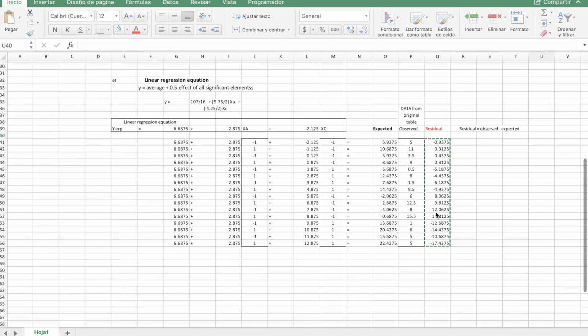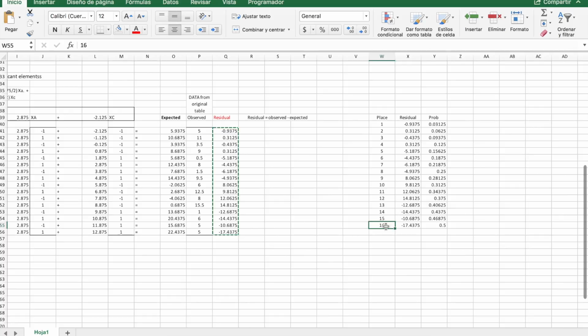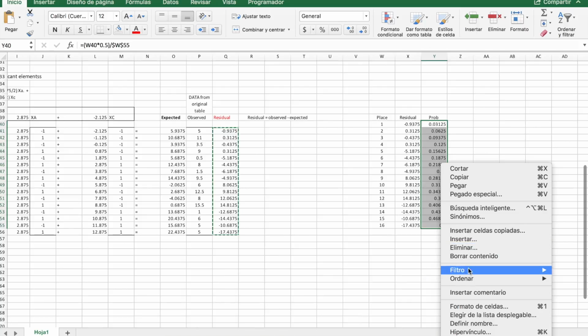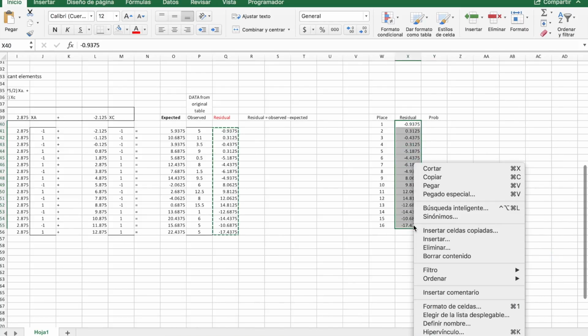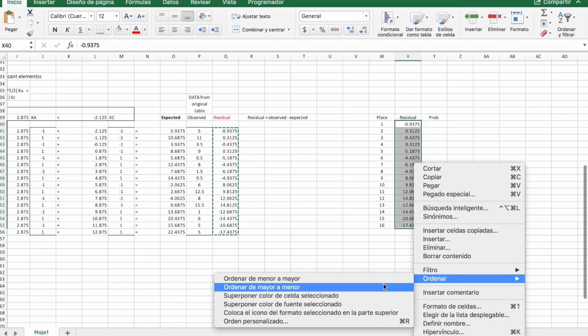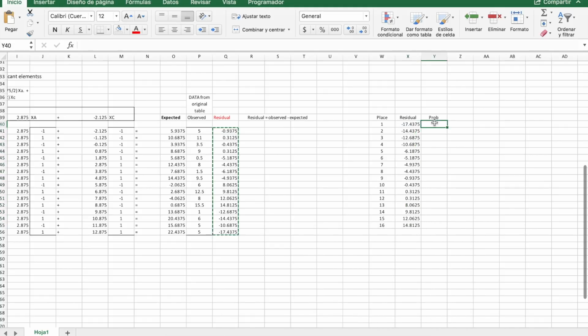What we're doing next is plotting the residuals. For this, we're going to make the next table, which is place, residual, and probability. For place is 16 places because we have 16 data in total. We grab the values of residual, we paste them, and I'm going to delete the probability because we're not putting it yet. And the residual, we sort it from the minor to the biggest one. And now we have it.